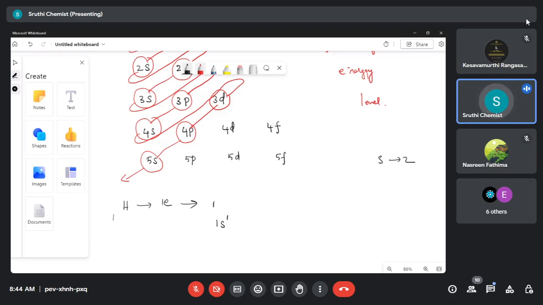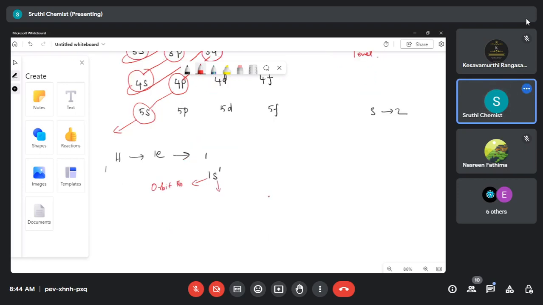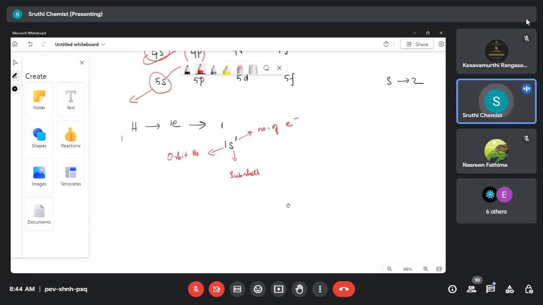Okay, very important, what does this 1 denote? This 1 is your orbit number. What is the s here? Your subshell. Very good. What does this 1 denote? Number of electrons. Very good. This is your number of electrons. Exactly right. So the 1 is your orbit number, s is your subshell, and this 1 is your number of electrons. Okay, very simple.